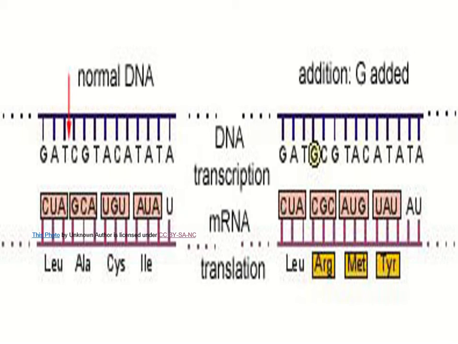In this figure you are seeing the frame shift mutation. It is a change in the reading frame because of the insertion of base pairs. Now in this diagram you are seeing the addition of this guanine. So the sequence of base pairs is changed, and if the reading frame is changed, then the sequence of amino acids is also changed.